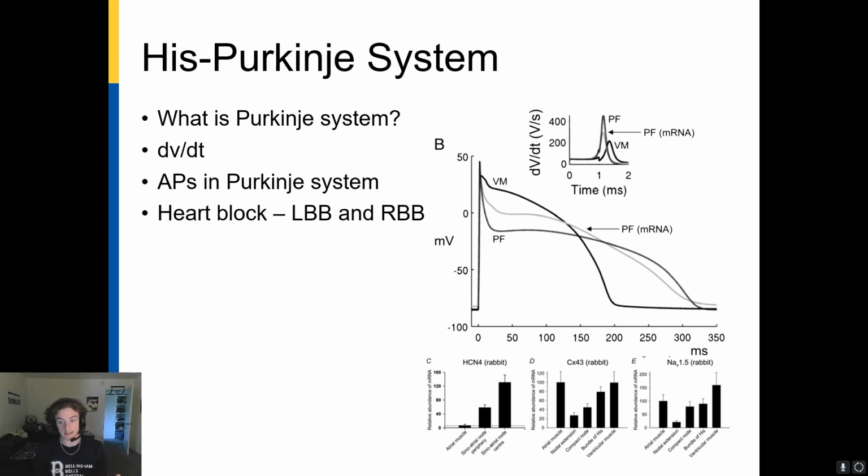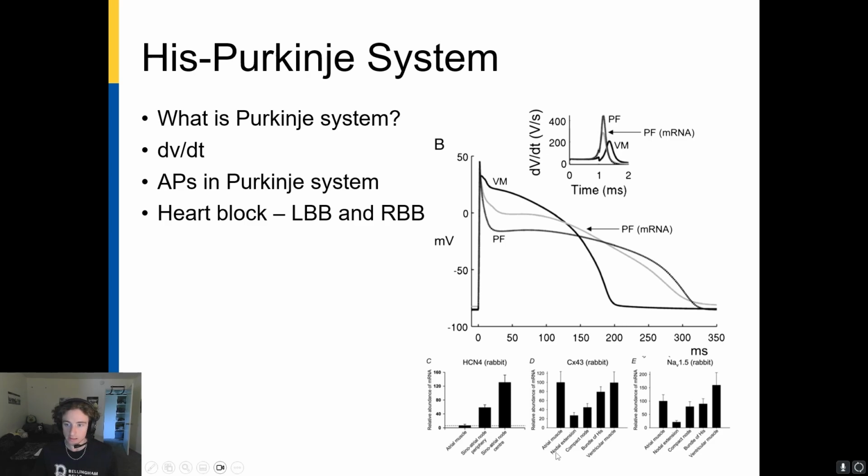So that's kind of what we're going for with the Purkinje system, is really, really fast conduction. So talking about that, what is dV divided by dt when talking about action potentials? Well, it's the derivative of the voltage relative to the time. What that essentially means is we're looking at a rate of change of the membrane potential over time.